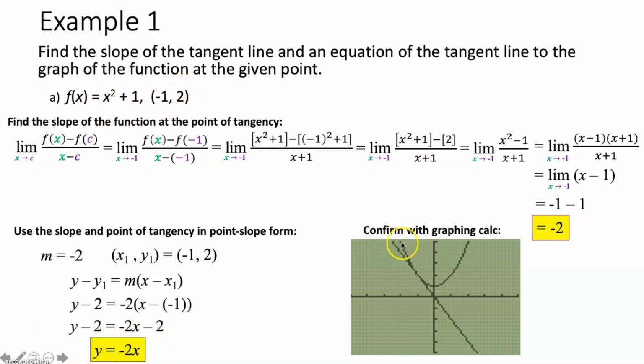You can confirm that with your graphing calculator, and you see that if you graph y is equal to x squared plus 1 and our equation of our tangent line that we just found, y is equal to -2x, you see that this line, y is equal to -2x, is tangent to our function f of x at -1, 2. So we did it right. Perfect.